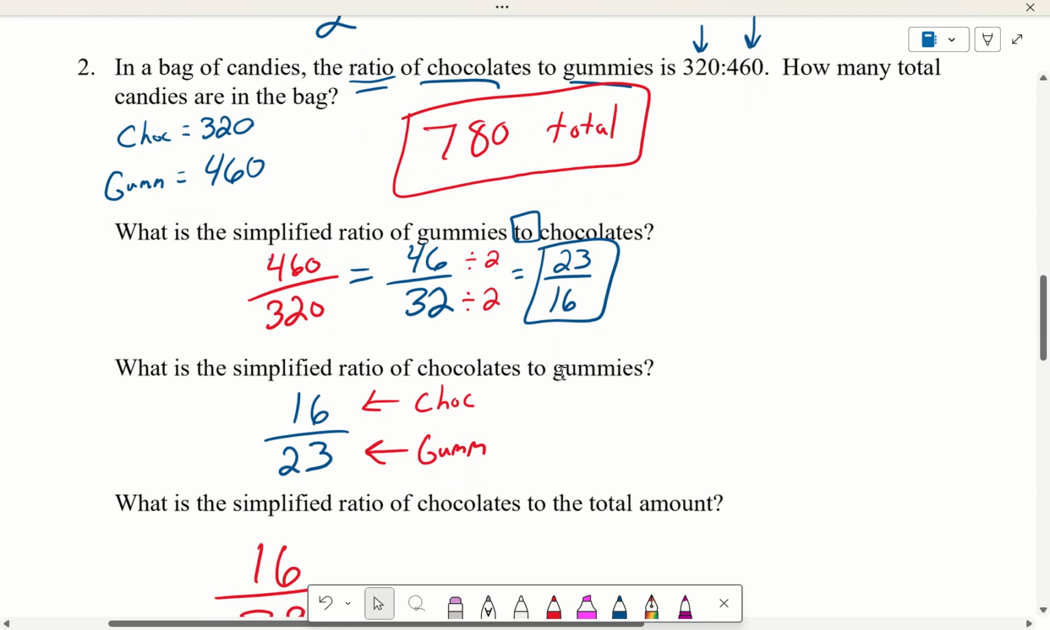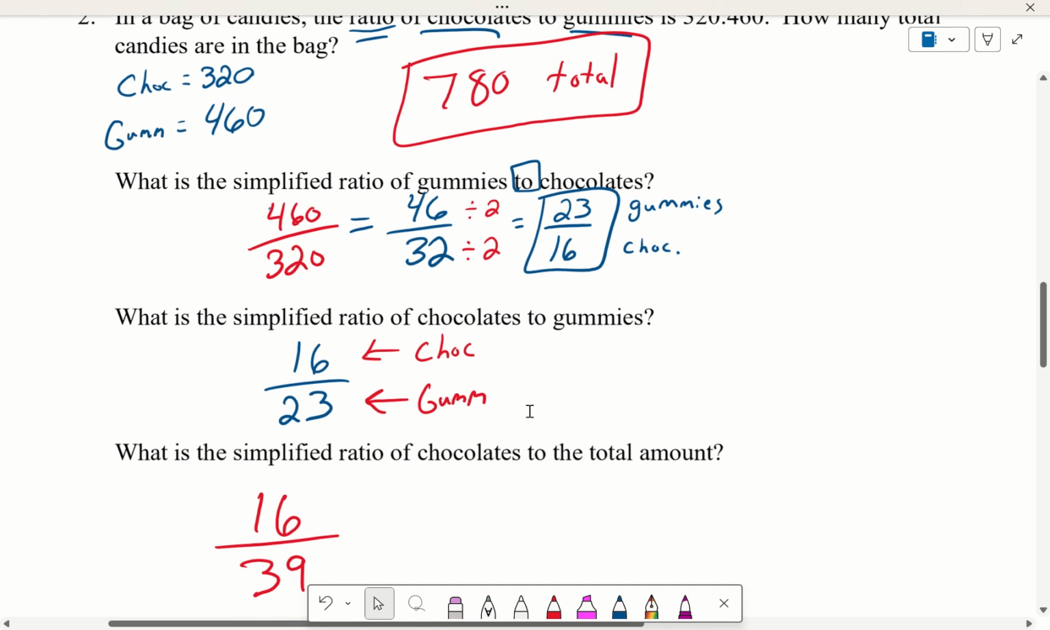What's the simplified ratio of chocolates to gummies? We just found gummies to chocolates. So chocolates to gummies, flip it around, 16 to 23.